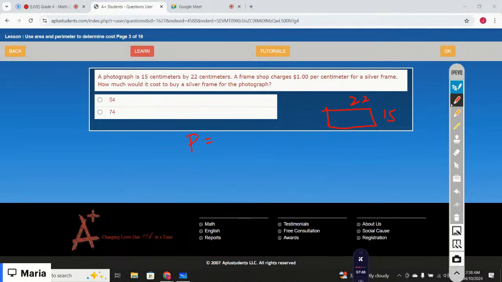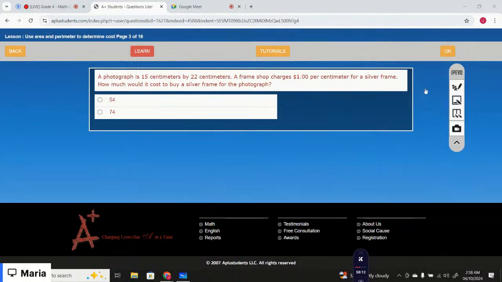So you need to add 15 plus 15 plus 22 plus 22. 30 plus 44, that makes 74. Now you have the perimeter of this shape, right? And the cost is $1. So you have to do 74 times 1, that is 74. The correct option is, yes, very good, option number 2, that is 74. Very good.